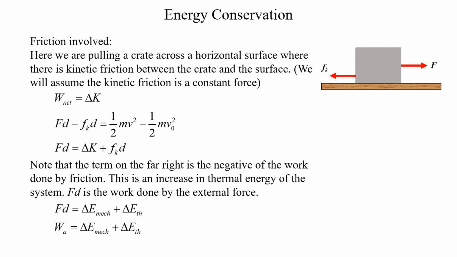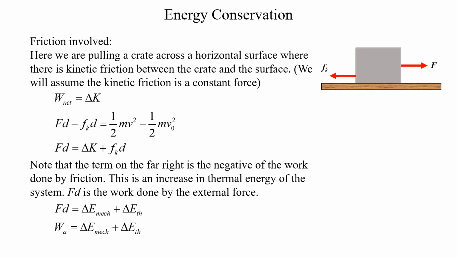So the net work then equals the change in kinetic energy. Well, I have the work done by my applied force, force times distance, minus the kinetic friction times distance. Now that is negative because the kinetic friction is acting opposite in the direction of the displacement. Our displacement is to the right, and the kinetic friction acts in the opposite direction. So when I do the dot product between the kinetic friction force and the displacement, I get the negative. So that's the net work then, F times d minus the kinetic friction times d. And that will equal the change in the kinetic energy, which is 1/2 mv squared minus 1/2 mv initial squared.